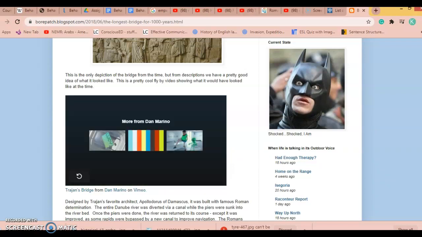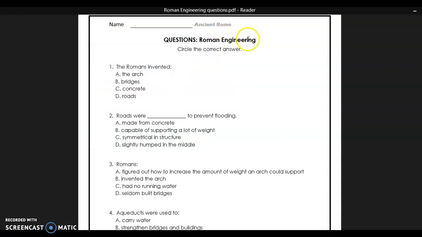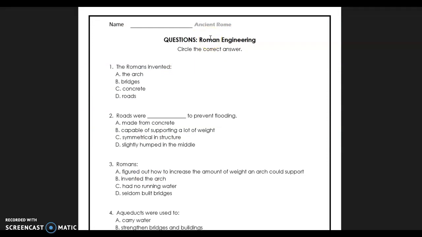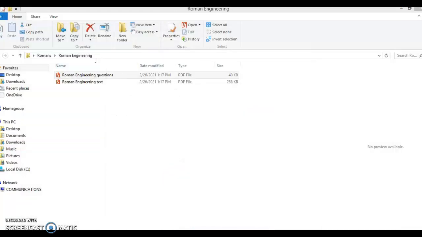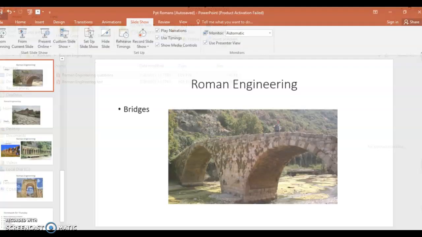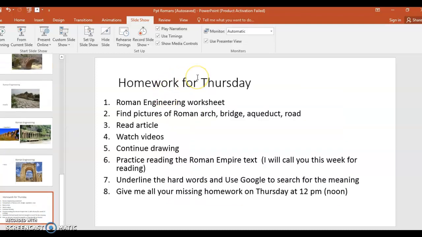Okay. So, what is your homework? Before I show you your homework, I will just let you know that tomorrow I will not send you a video. Why I will not send you a video, I will tell you soon. For tomorrow, this is your homework. Of course, the questions for Roman engineering. Always when we read the text, we have a following question sheet. Very easy, just multiple choice questions. I also want you to do a lot of other things since I'm not sending you a video tomorrow. So this will be your homework for Thursday.